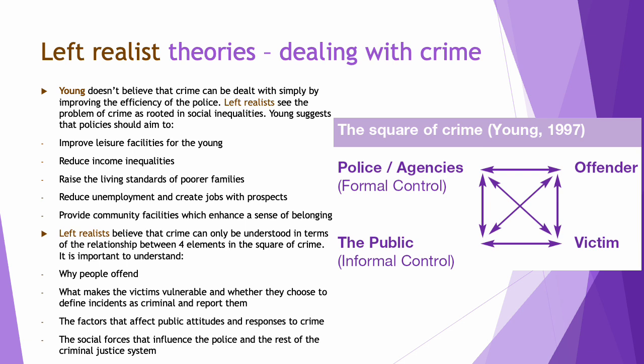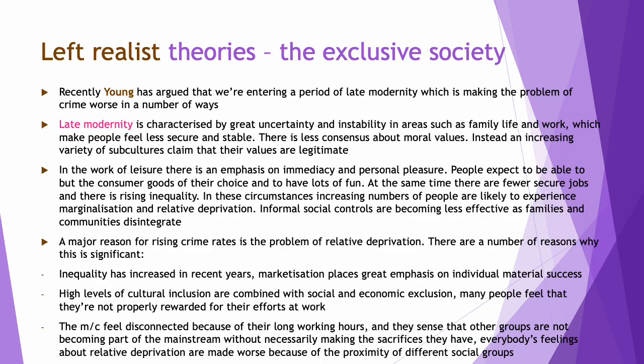Left realists believe that crime can only be understood in terms of the relationship between four elements in the square of crime. It's important to understand why people offend, what makes a victim vulnerable, and whether they choose to define incidents as criminal and report them, the factors that affect public attitudes and responses to crime, and the social forces that influence the police and the rest of the criminal justice system.